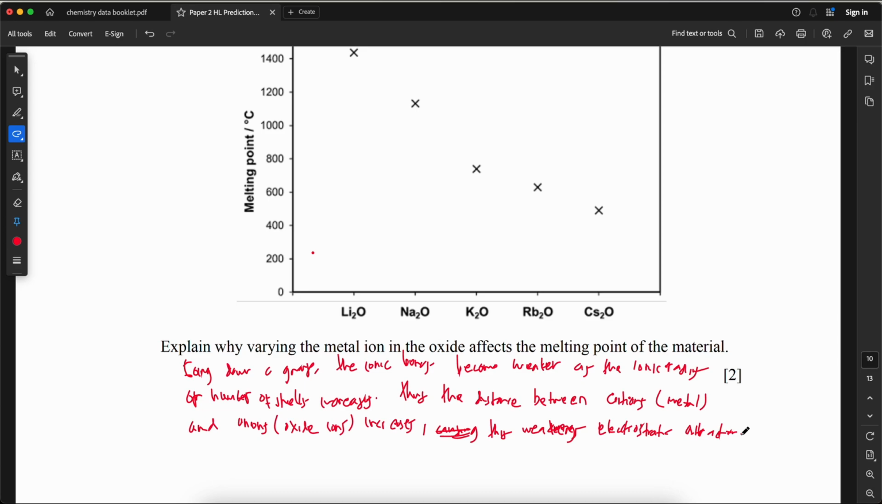Okay, so Cs itself has the biggest atomic radius, and when it becomes an ion, of course it will have the biggest ionic radius. So the attraction between the nucleus from Cs will be weak to oxygen, so that's why it will be easier to break. So the melting point will be decreased because it will be easy to break the bond between Cs and oxygen compared to lithium and oxygen.